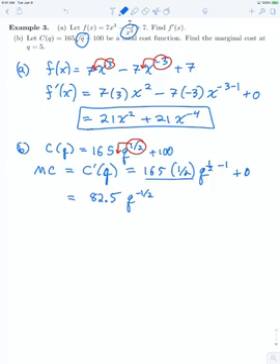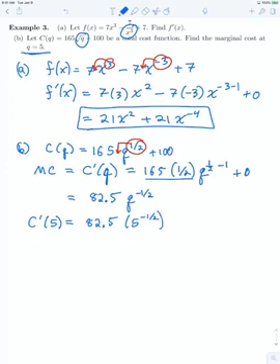So that's the derivative. If you look at the original problem, it says find the marginal cost at q equals 5. So when you have a problem like this, always do the derivative first and then plug in the 5. If you do it in the other order, it won't come out right. So we've done the derivative, and now we should do c prime of 5, which means plug in 5. And this is 82.5 times 5 to the negative 1/2.